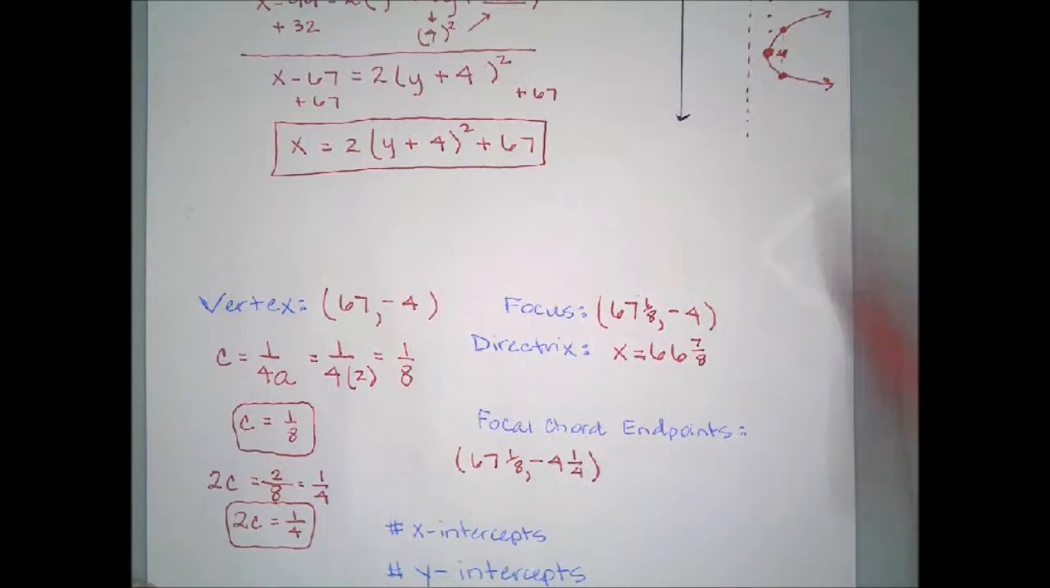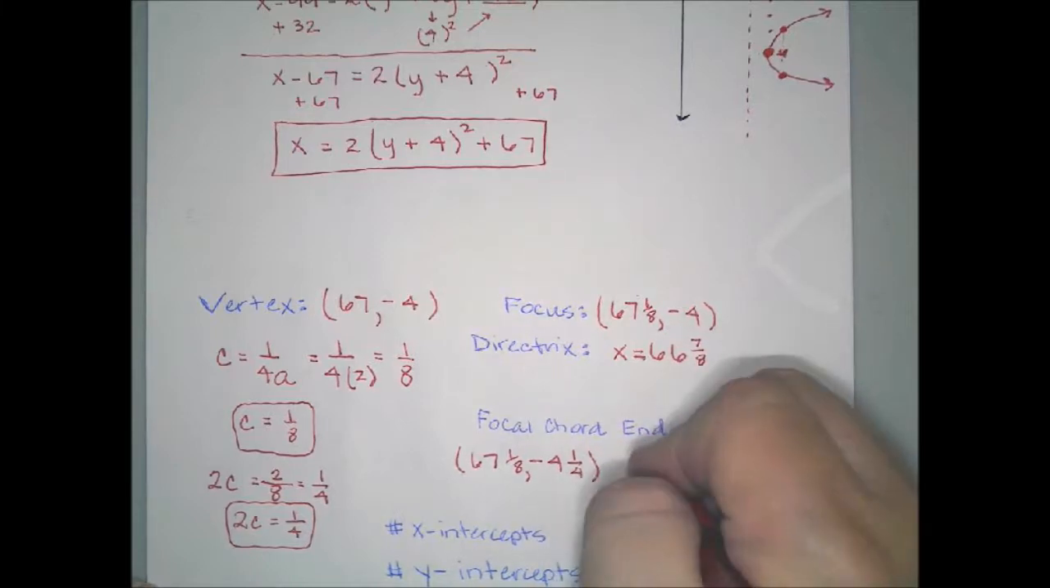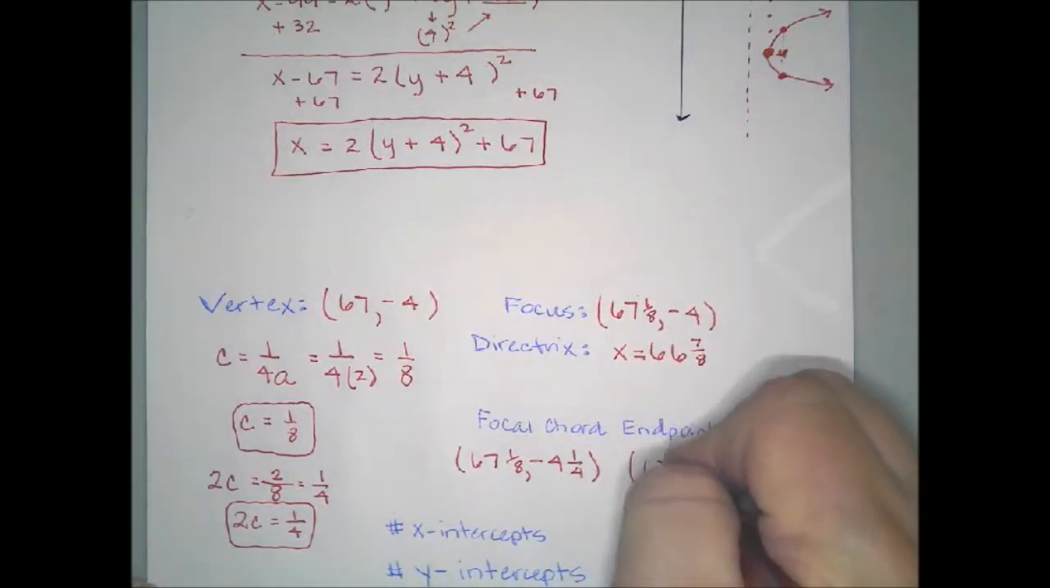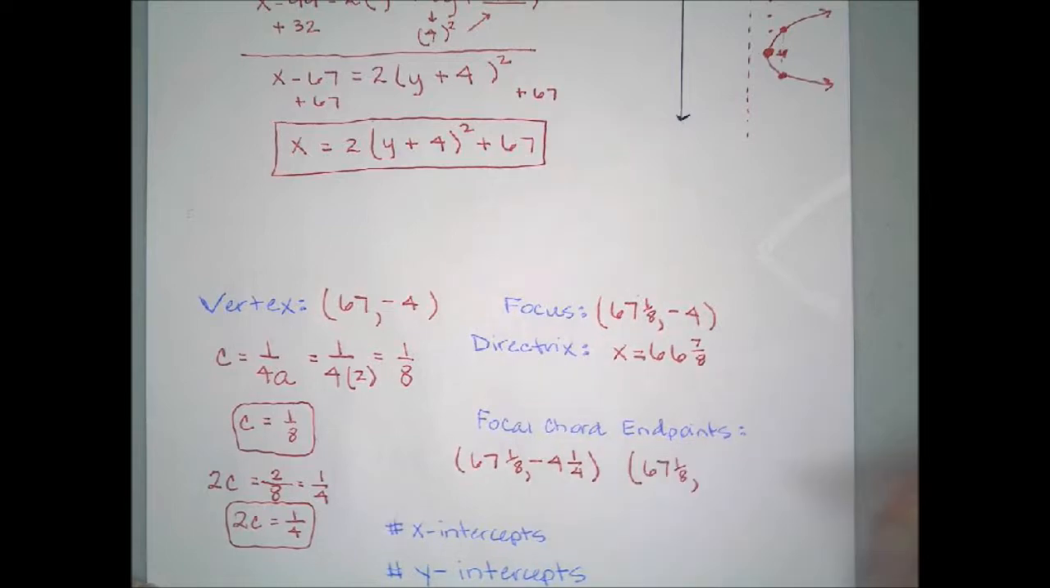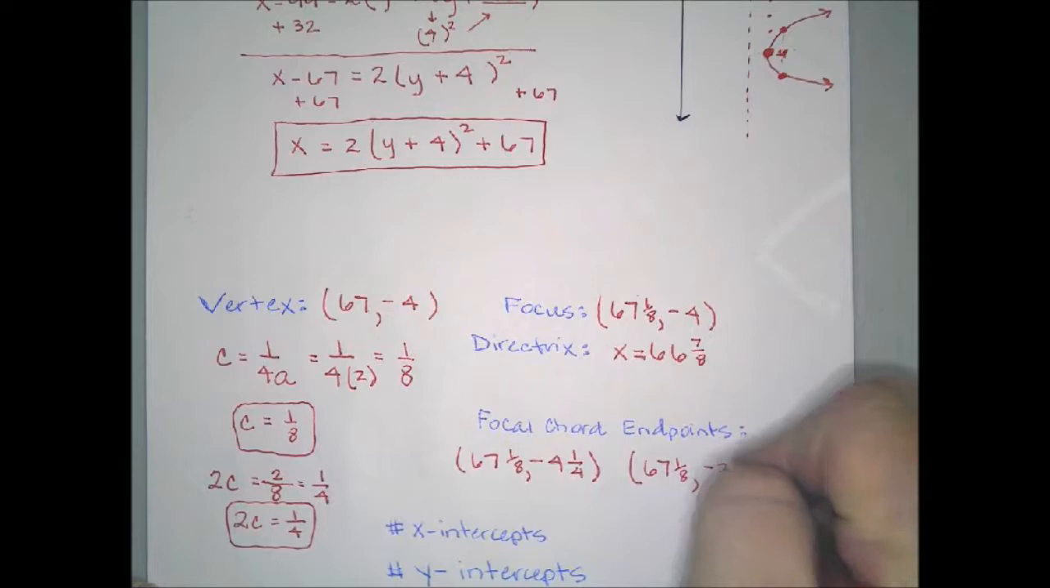Now, the other one would be if we went up. So if we were at 67 and 1/8, comma, -4, if I go up, my x-coordinate hasn't changed, but my y-coordinate has. If I'm at -4 and I add 1/4, I'm at -3 and 3/4.